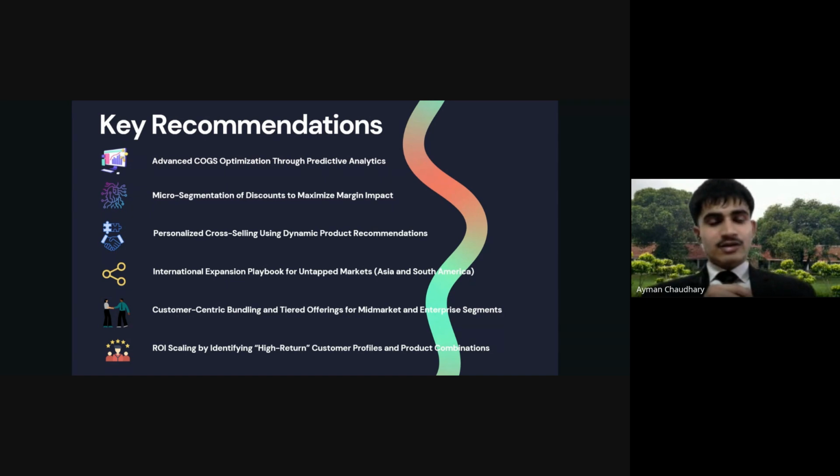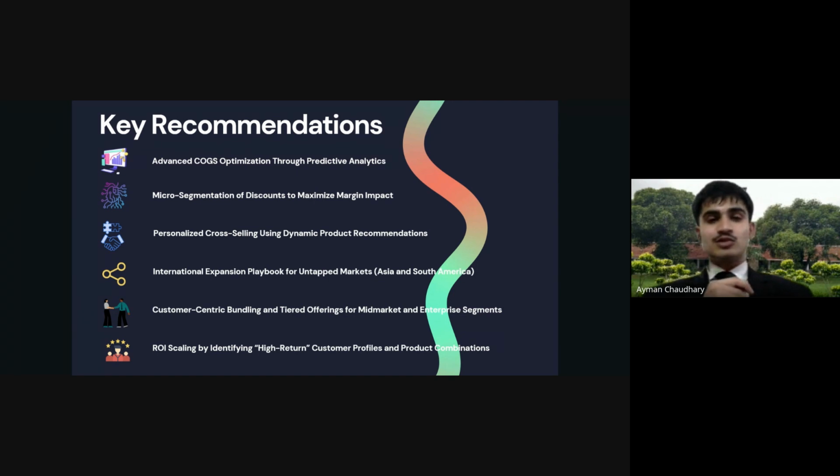Now, secondly, we have micro segmentation of discounts to maximize margin impact. So moving from broad discount strategies to a micro segmentation approach. As Ayush just showed, our discount strategies are all over the map. So by analyzing transaction data, we can identify customer cohorts that respond positively to discounts without eroding margins.